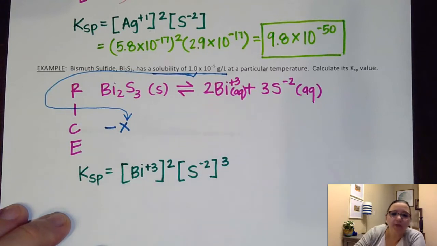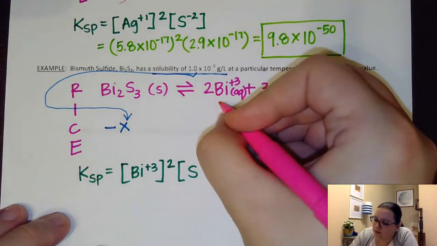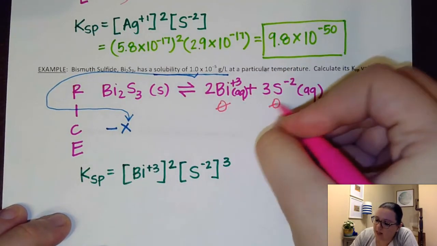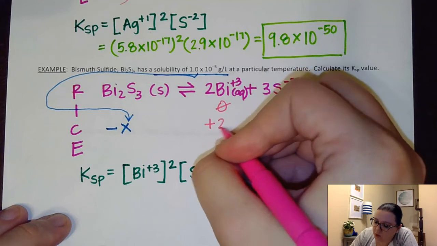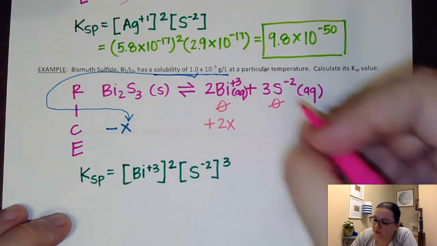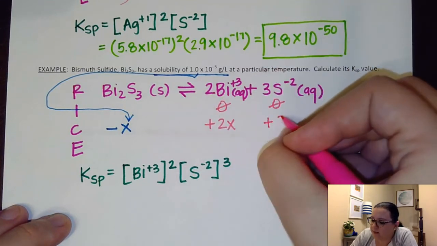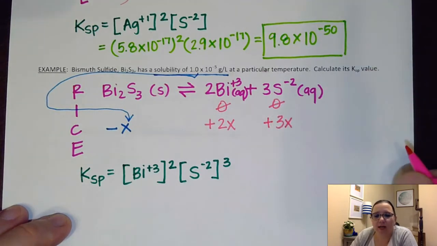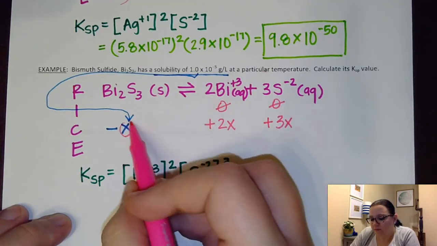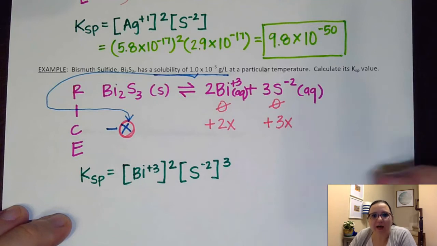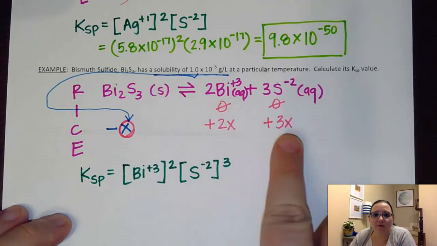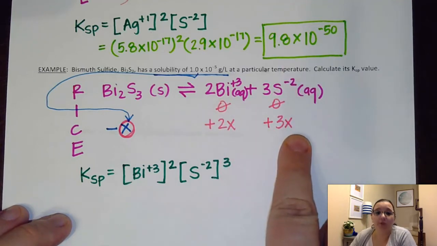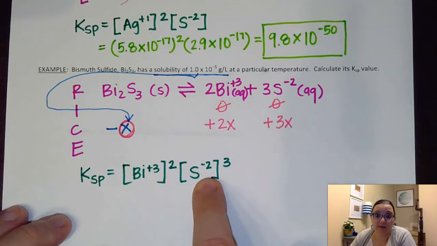But if I think about the rest of this RICE table for a minute, these starting off at 0, this going up by some 2x value because there's a 2 in front of it, this going up by some 3x value because there's a 3 in front of it. If I know this value of x here, I also know the value of x for these, which means I can then use that information to plug into my KSP.